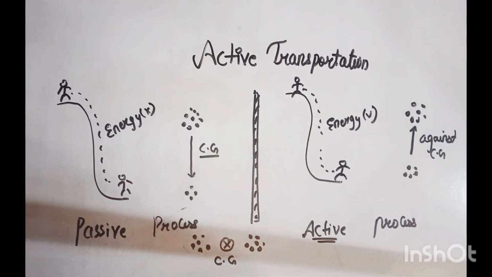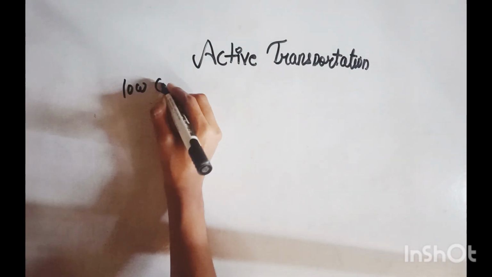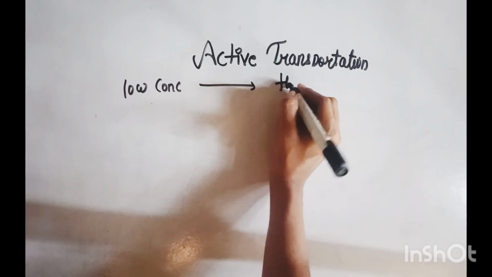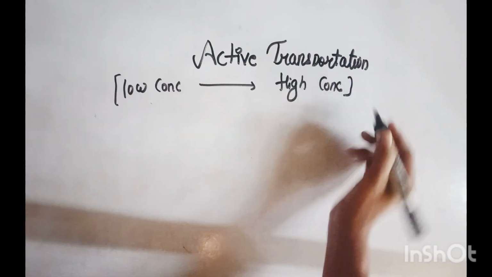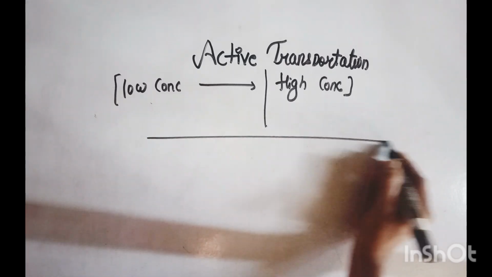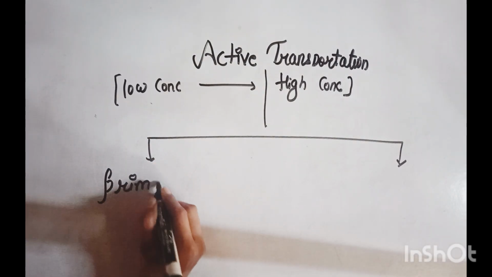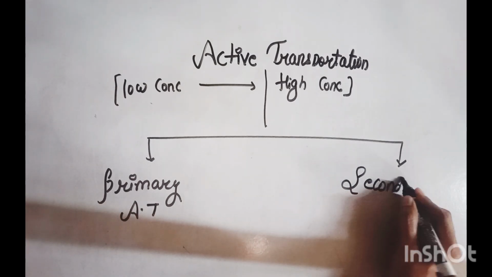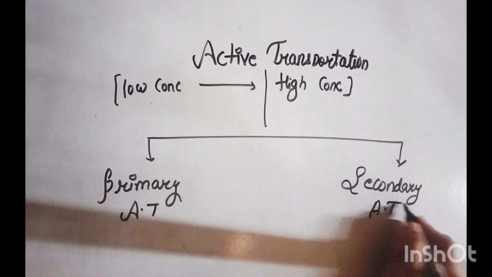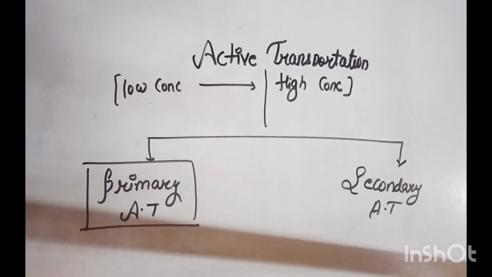Okay, so this is called the active process. Active transportation. What is active transportation? It means the movement of substances from low concentration to high concentration. There are two types of active transportation, called primary active transportation and secondary active transportation. In this video I will only discuss primary active transportation.